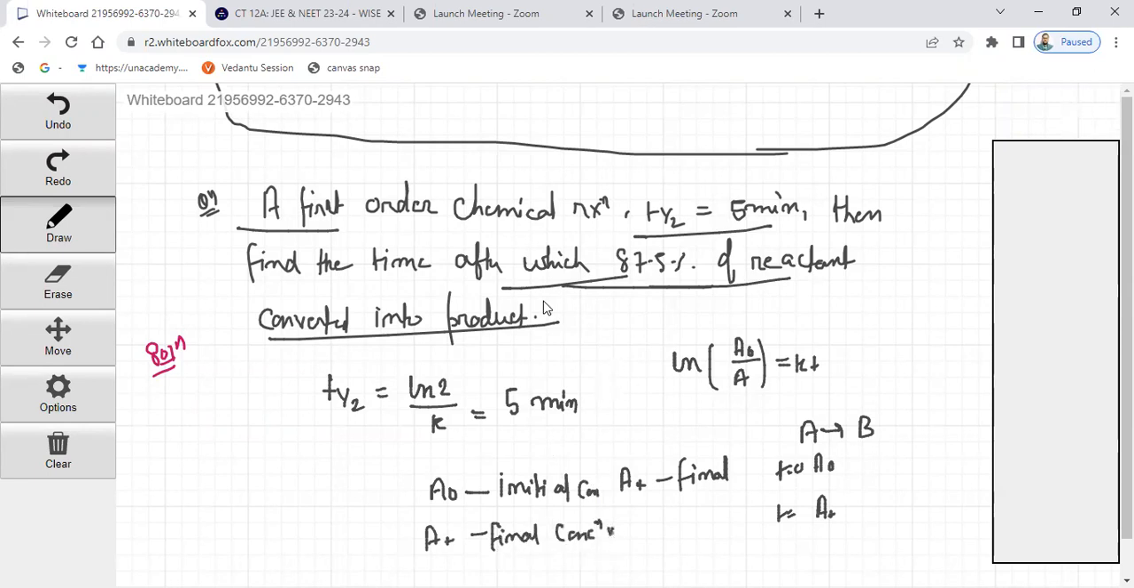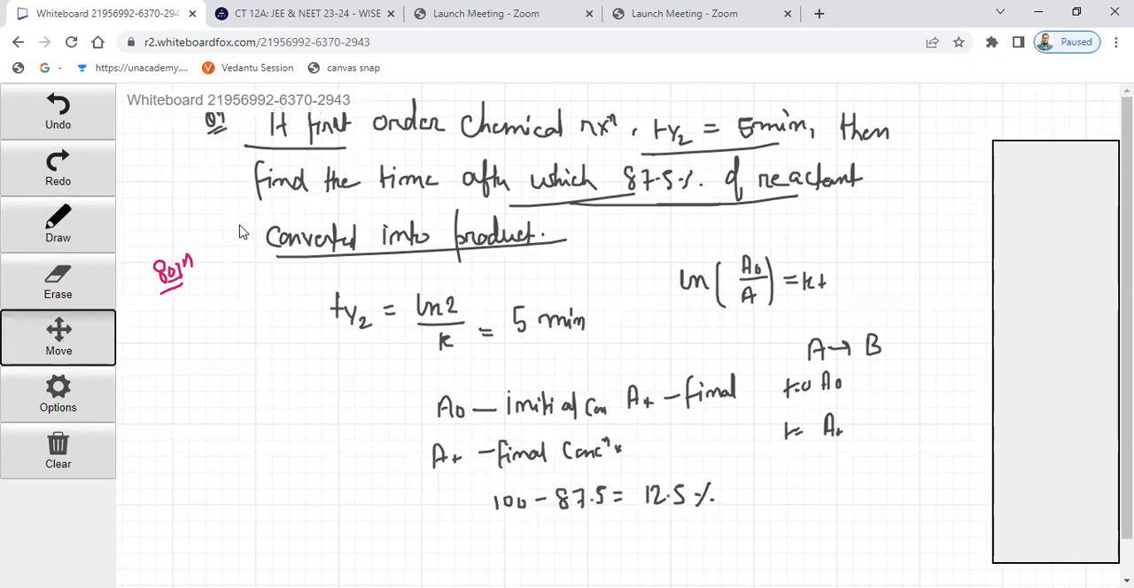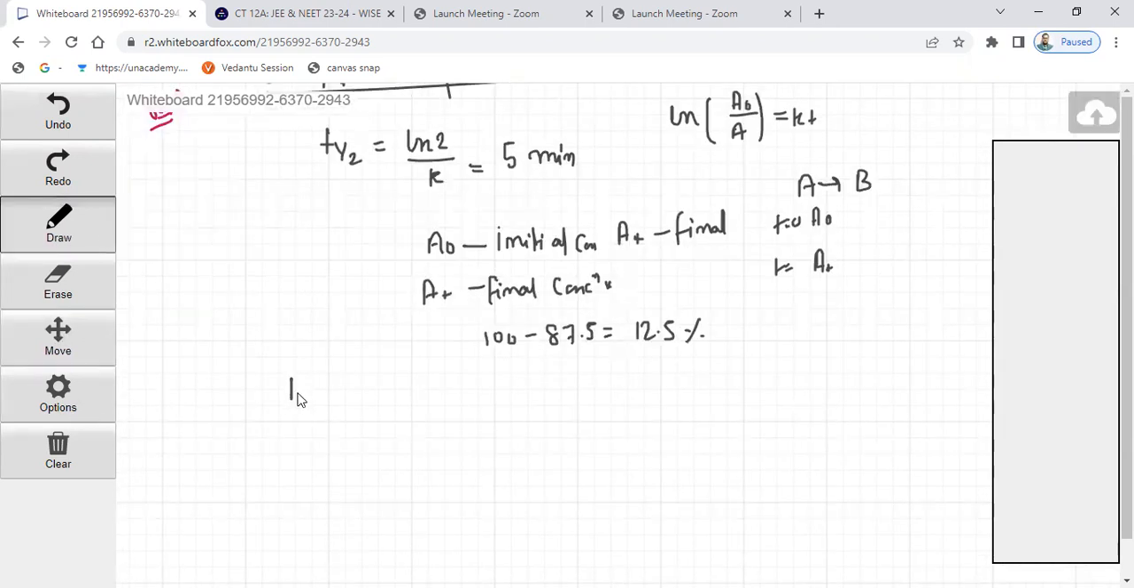If 87.5% is reacted, what does it mean? It means that 12.5% will be remaining, since subtracting 87.5 from 100 gives 12.5. If the initial concentration is A naught, the final concentration At will be A naught multiplied by 12.5%, divided by 100. If we remove the decimal, we get A naught by 8. So A naught by 8 is the At value.